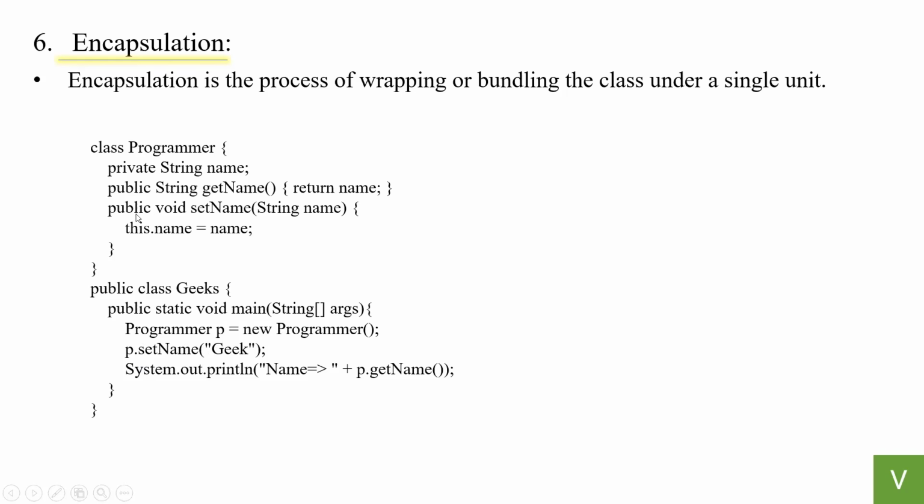See, public void. Public means it can be accessed within the entire code. In set name, this.name is equal to name. So the name will now be geek. Now system.out.println of name is equal to P.getName. Whenever we call this method, the execution will go here, and in this method we will return the name, that is, geek. So finally, name is equal to geek will be printed. So this is about encapsulation. Encapsulation is the process of bundling or wrapping the entire class under a single unit.